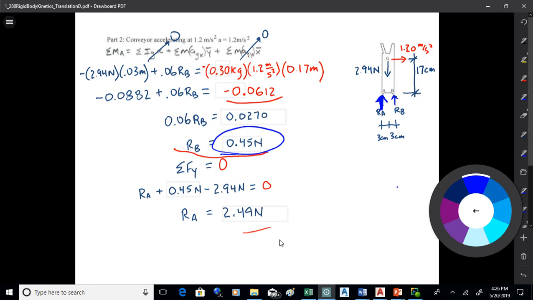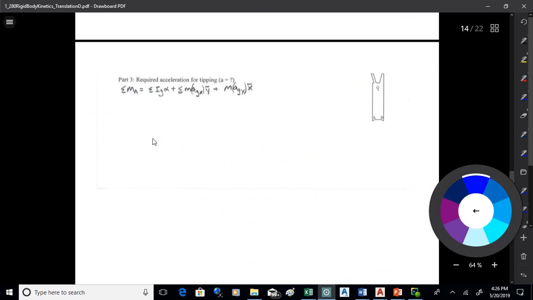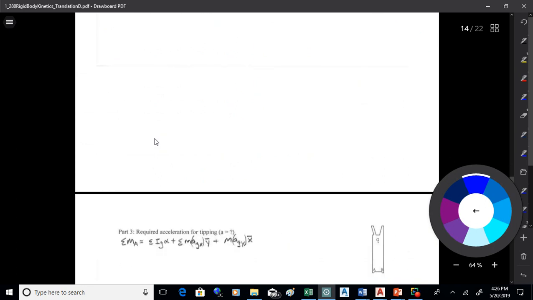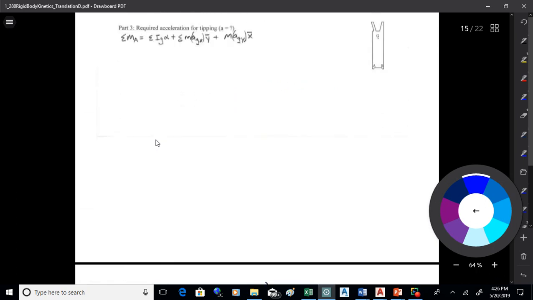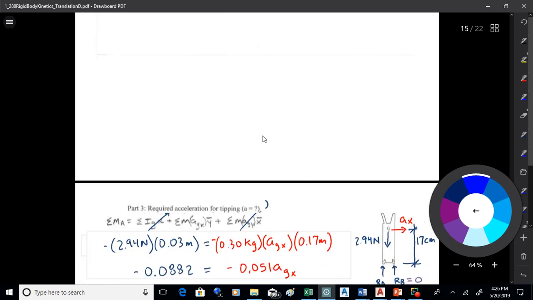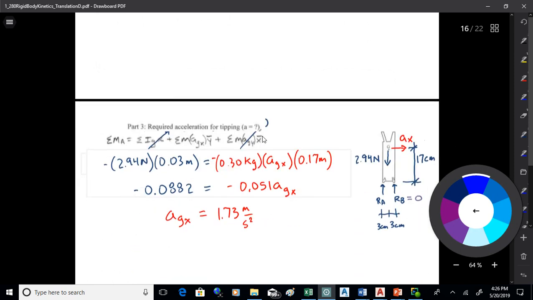And just a little bit more than that, and the front reaction will become negative, and in this case, RB would come up off the surface there, off the conveyor belt. So let's figure out what it would take to make this water bottle tip, okay? Now it's the same equation as we did last time. It's just this time you're going to set that front reaction to zero and see what sort of acceleration it takes to cause that. That is how you would do it.